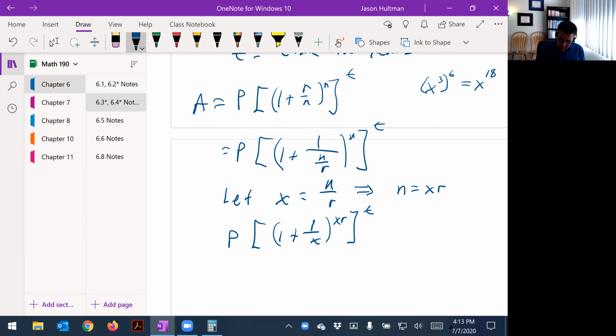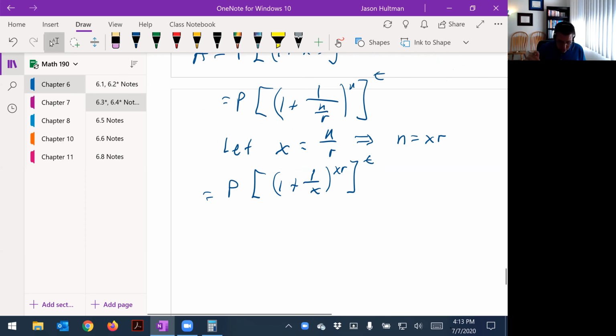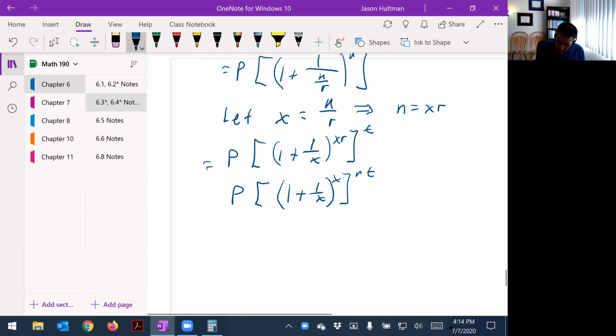Pretty cool. We're getting close. So P is equal to 1 plus 1 over X. Now, again, I'm going to use that same rule of a power to a power, multiply powers. So this is 1 plus 1 over X to the X raised to the rth power raised to the T power, but the power to a power is just a multiplication. So I'm going to let it be R times T. And so P is equal to this thing.